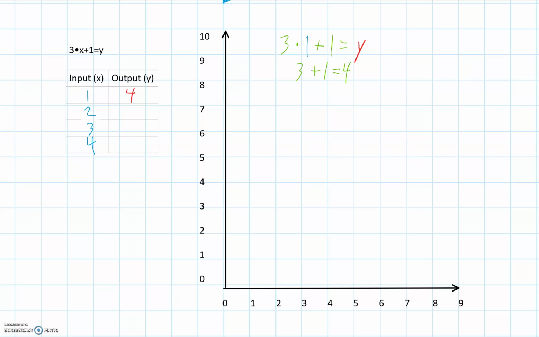Okay, now let's keep going, and I'll just do it all in one color. So 3 times 2 plus 1 equals y. 3 times 2 is 6, plus 1 is 7.